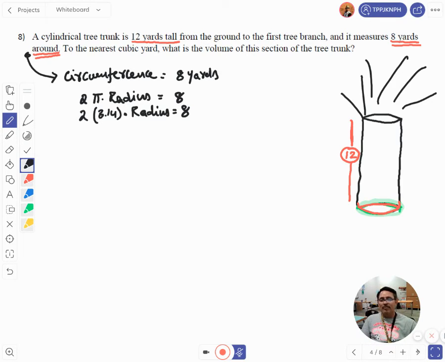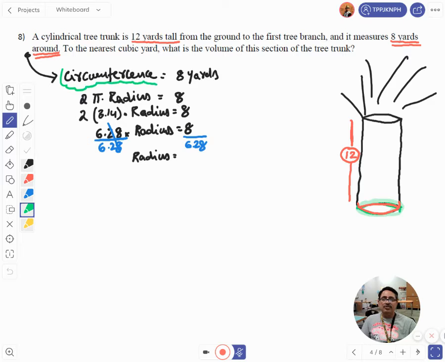Let me take my calculator. 2 times 3.14 is 6.28 times radius equals 8. You know how to isolate radius? Just divide by 6.28 on both sides, and you get the value of the radius. Again, I'm repeating: the tricky part in this question is that 8 yards around represents the circumference.